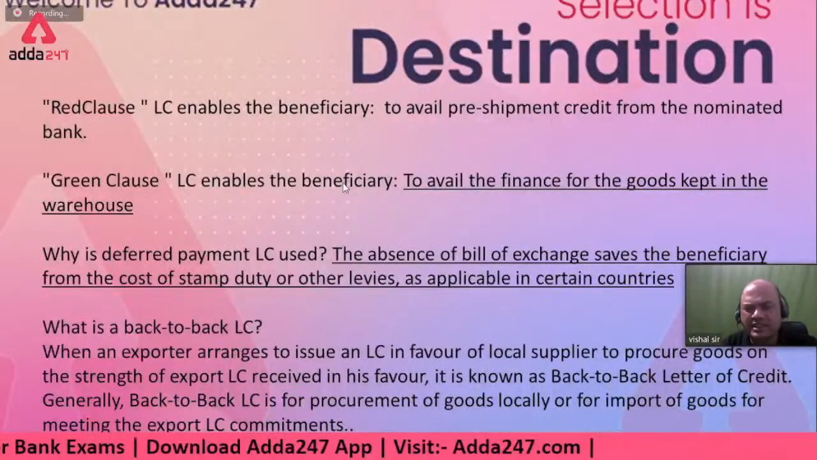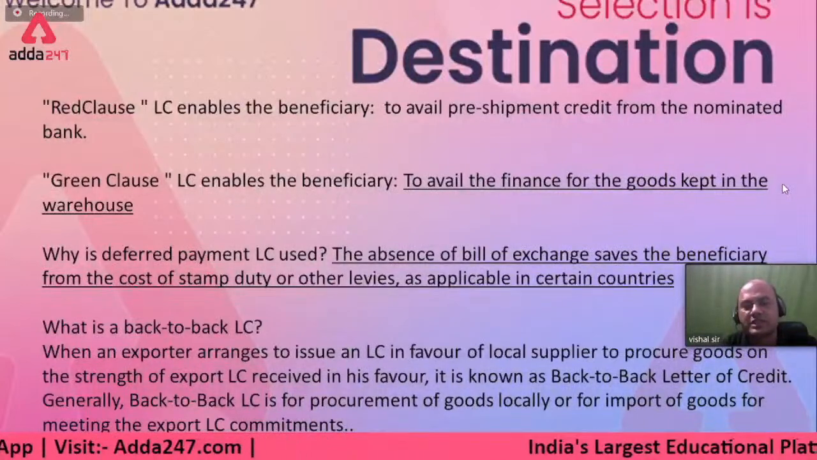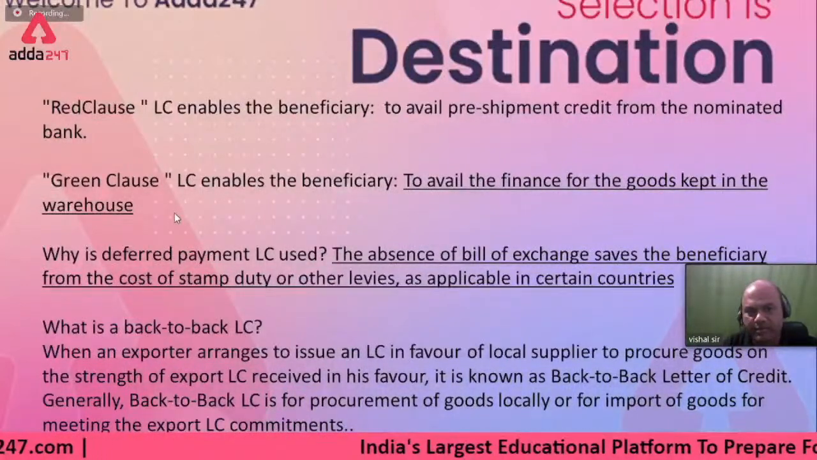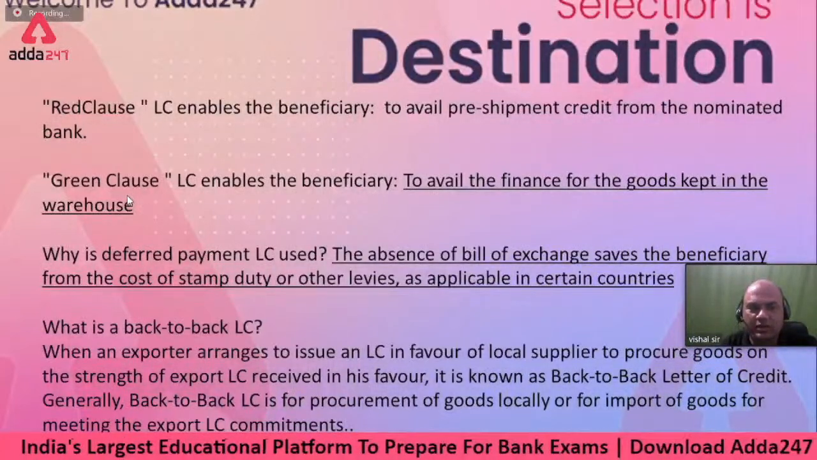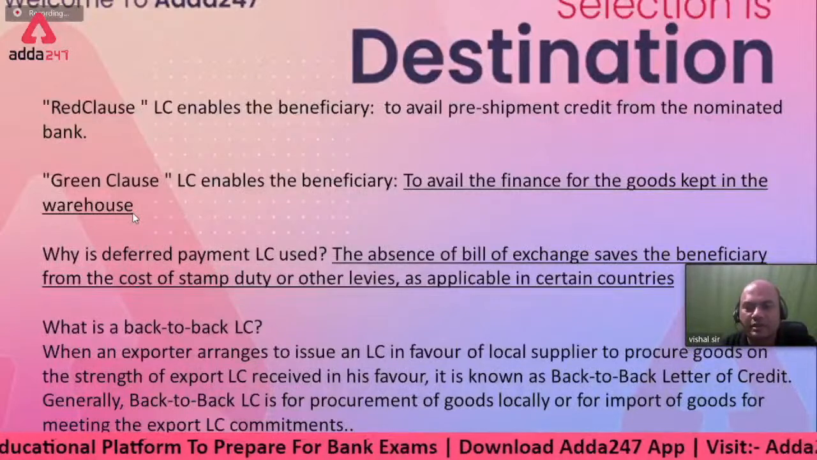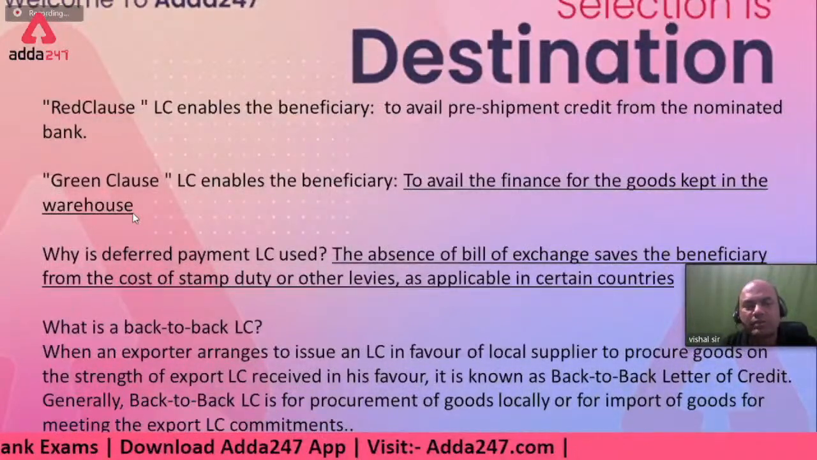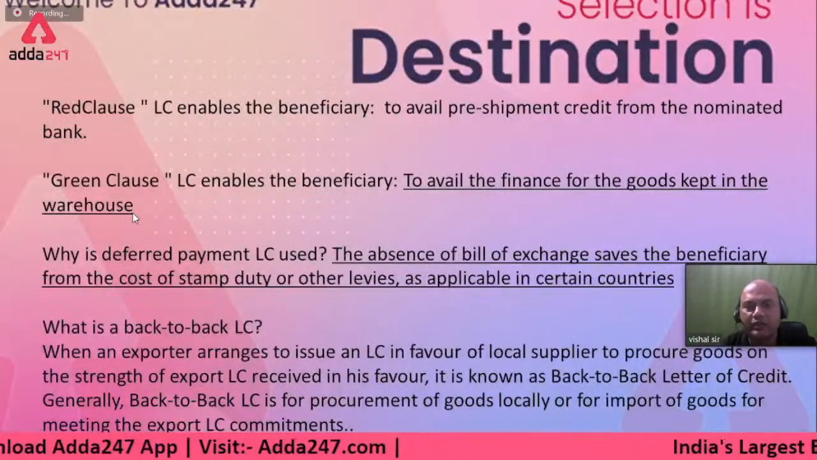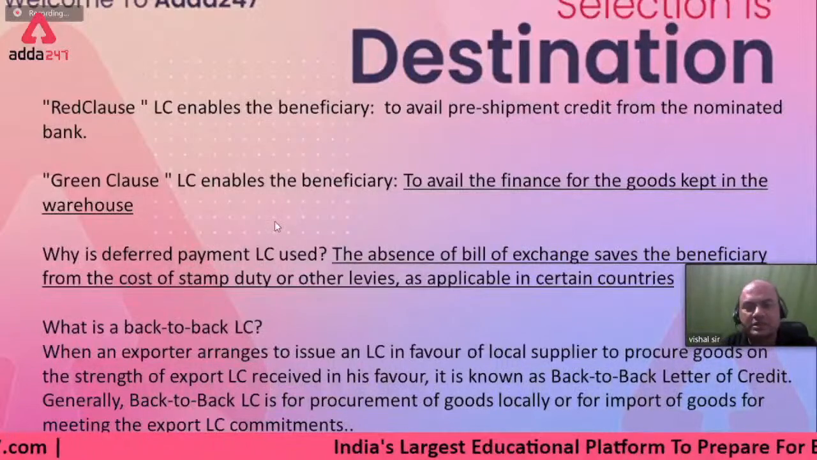Okay. Then green clause LC. It enables, this is a simple one, it enables the beneficiary to avail the finance for the goods kept in a warehouse. And what is this warehouse concept? Where does this warehouse come in the picture? Do you mean that I keep the goods in my warehouse and then I get the finance? See here, I'll explain the concept. This is very important for you to understand.